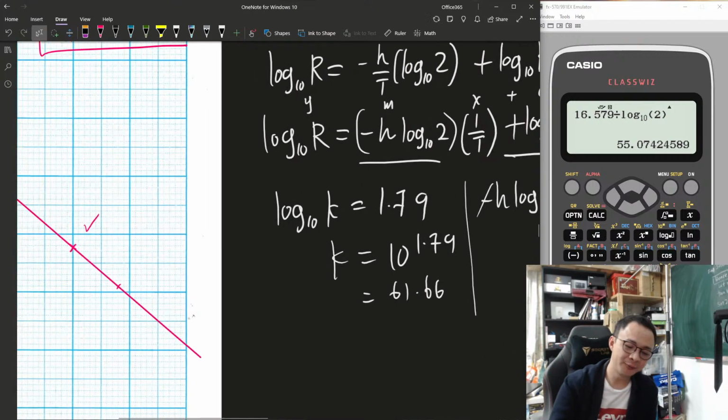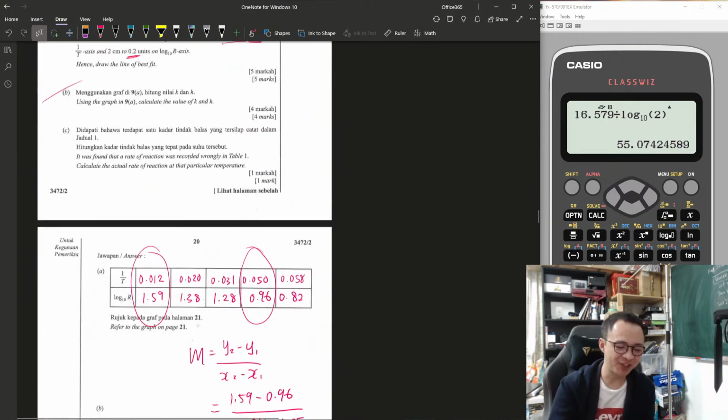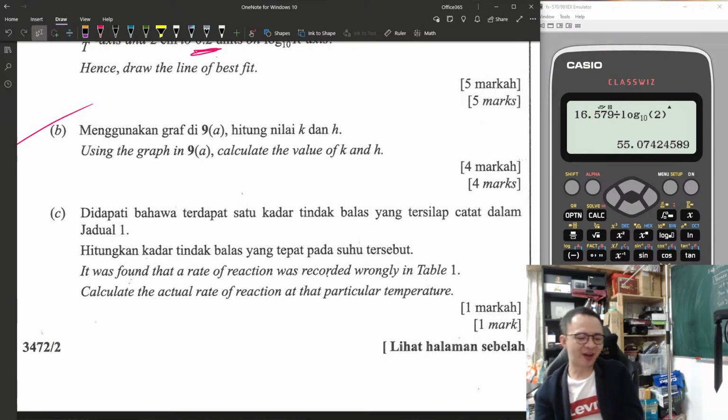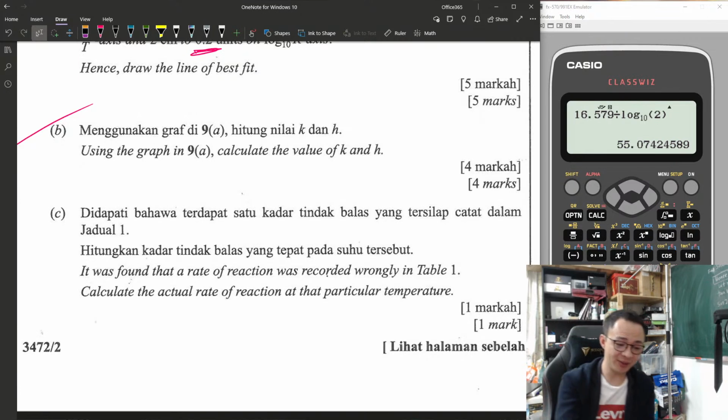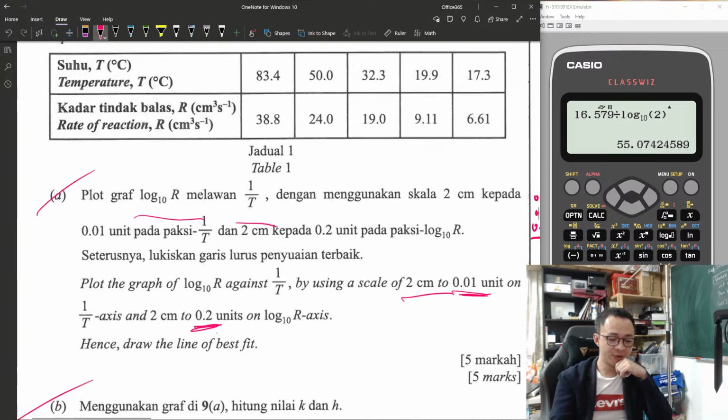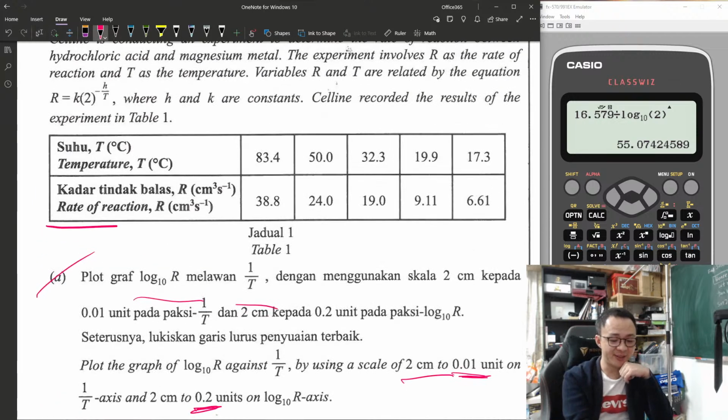Alright, but I guess we haven't finished, right? I still have a small part. It's part (e), and here the keyword is oops. So we have: rate of reaction was recorded wrongly in Table 1. Calculate the actual rate of reaction at a particular temperature. So rate of reaction is basically the r value.